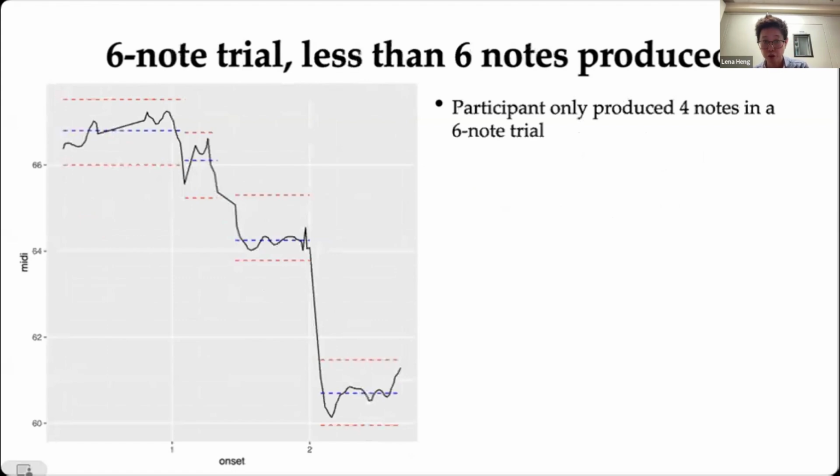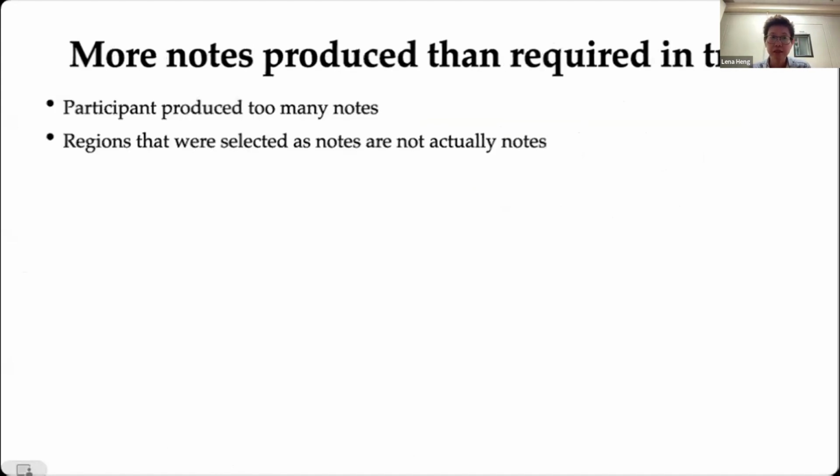Here's an example of a 6-note trial where a participant produced less than 6 notes. Do, do, do, do. Model 5 also selected the segments accurately. There could be instances where the participant produced more notes than what is required. There could also be instances where pYIN incorrectly estimates the frequency of a region that was actually just noise.